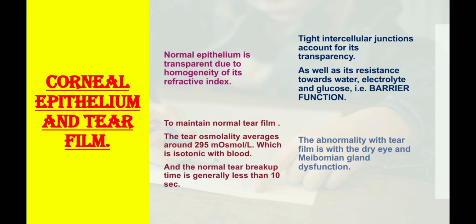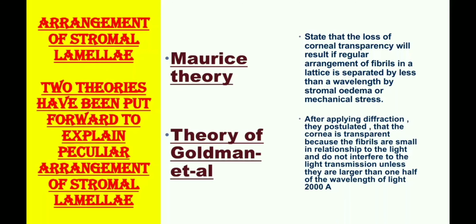Okay, the abnormality with tear film is with dry eye and meibomian gland dysfunction. It means the tear film may get disturbed with dry eye and meibomian gland dysfunction, which reduces the corneal transparency. Now, the arrangement of stromal lamellae. The stromal lamellae play a major part in the maintenance of corneal transparency. Two theories have been put forward to explain the peculiar arrangement of stromal lamellae.